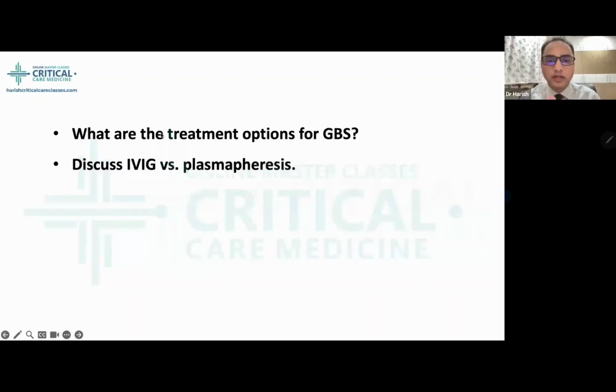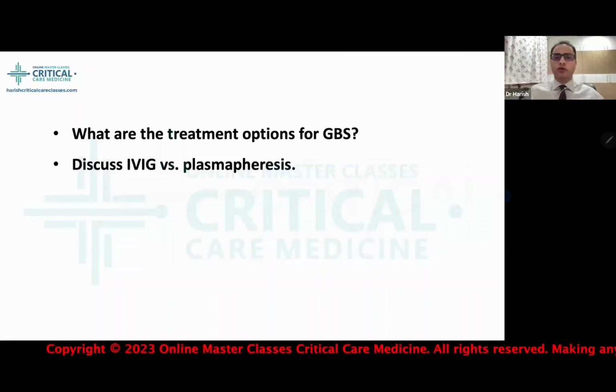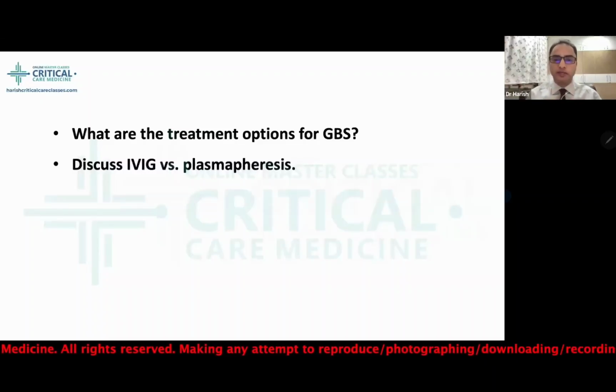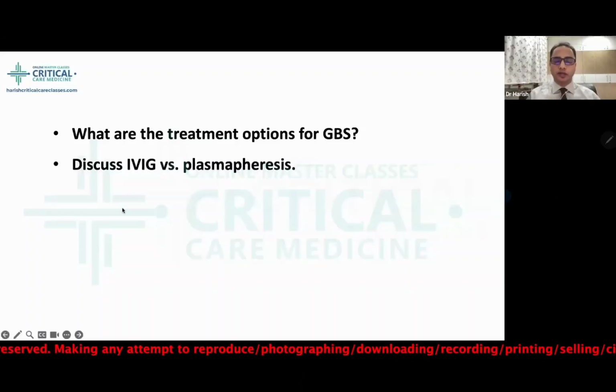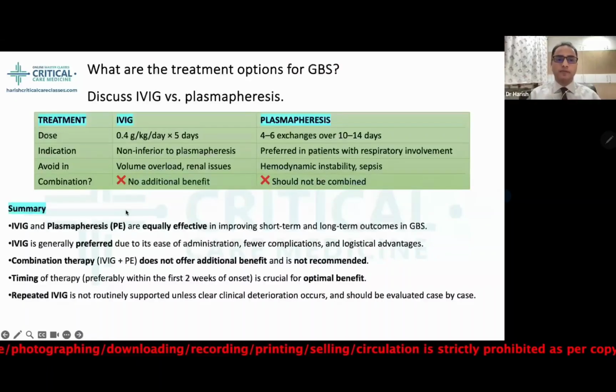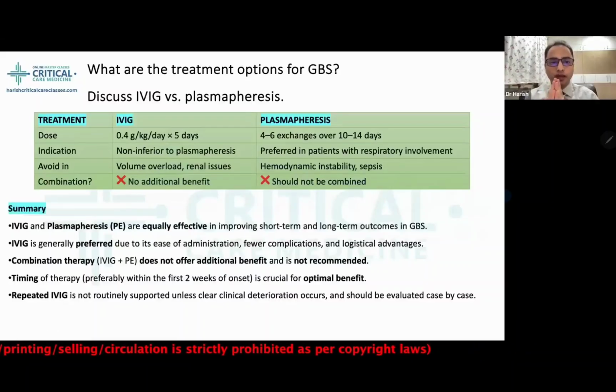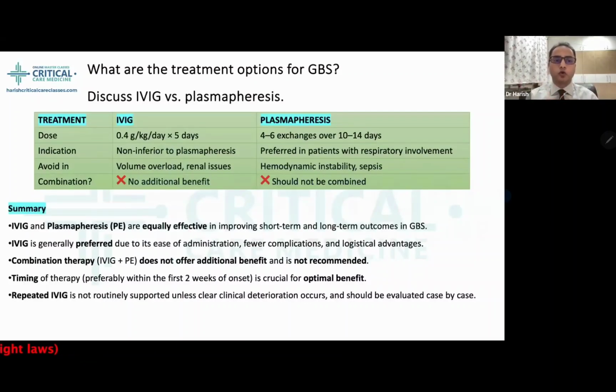Move on to our case. What are the treatment options available for our GB syndrome patient? We have narrowed down our discussion and diagnosis towards GB syndrome. Now after you have established the diagnosis, what is your therapy, IVIG or plasmapheresis? Remember, if you are going to consider IVIG, you need to exclude renal dysfunction, severe volume overload or IgA deficiency, like IgA nephropathy and all.